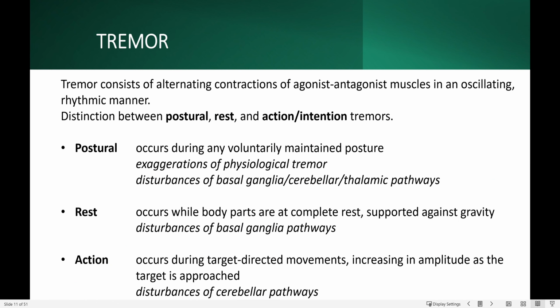Starting off with tremors, these are rhythmic oscillating movements, and we recognize three basic types of tremor. We'll start with postural tremors, which occur during voluntarily maintained postures. Rest tremors we're all familiar with and are due to disturbances in basal ganglia dopaminergic pathways, such as in Parkinson's disease. And then there are the action tremors, which occur during target-directed movements, increasing in amplitude as the target is approached. We demonstrate these with the finger-nose and heel-shin tests, and they're due to disturbances in cerebellar function.